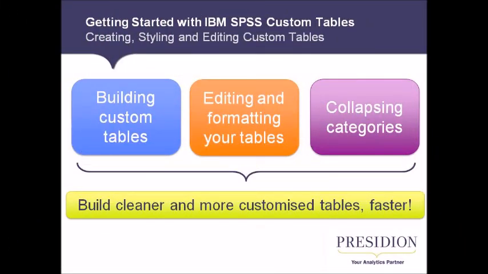So we've looked at building a table using mixed variable types, changing the position of your variables, and adding some styling to your tables, adding titles, and collapsing categories. Now that you have that basis, you should be able to build a clean, well-designed, and customized table faster.